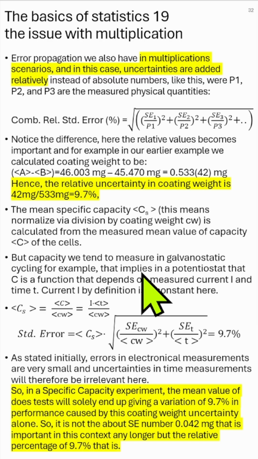So that is a constant in this case, and then we're measuring the time it takes to charge up the cell to a certain voltage. And from that we can calculate the capacity. So capacity becomes current times time.